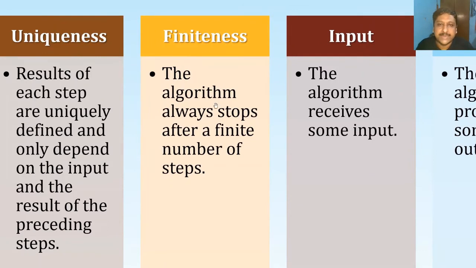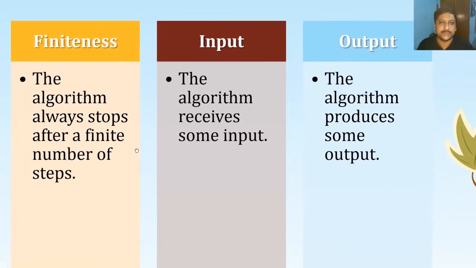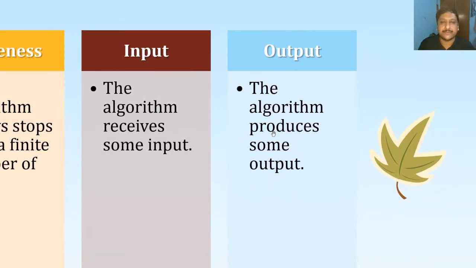Finiteness means the algorithm always stops after a finite number of steps. There should be a stop step at the end of the algorithm. It makes the algorithm finite, meaning the total number of steps we can count. Now input: the algorithm receives some input. The first or beginning steps must take some input from the user, and after processing, at the ending position of the algorithm some output must be produced by the algorithm.